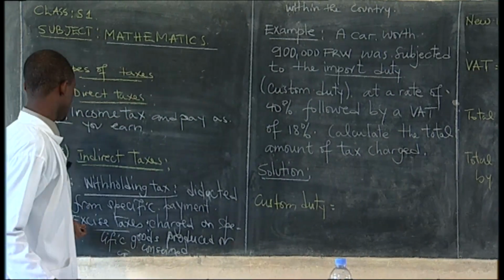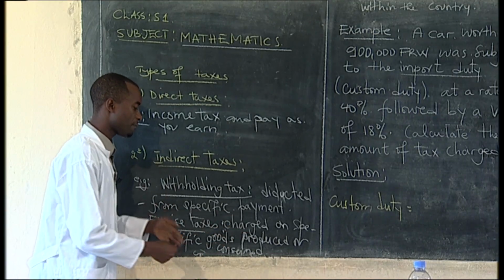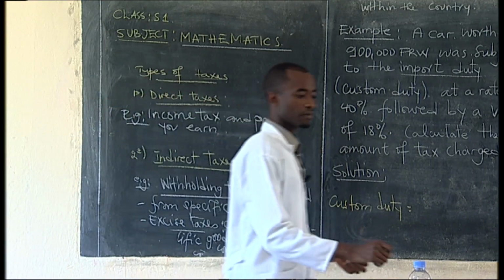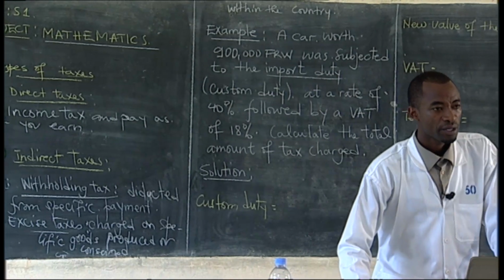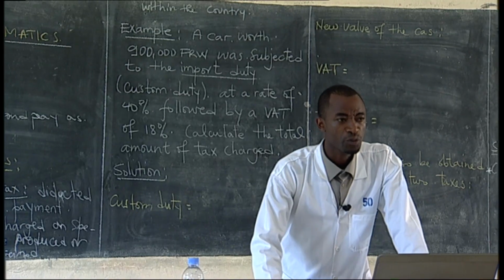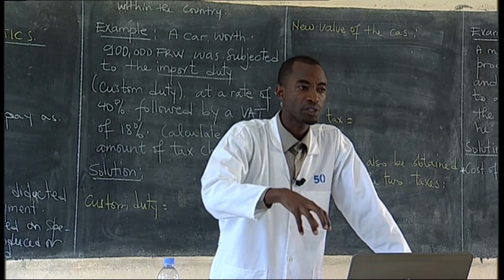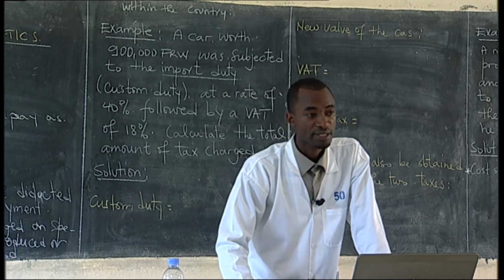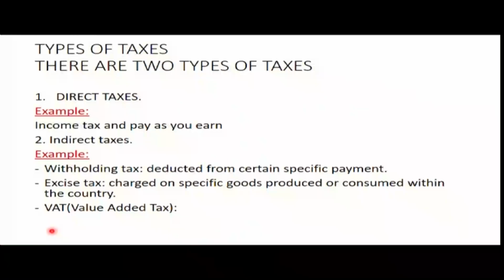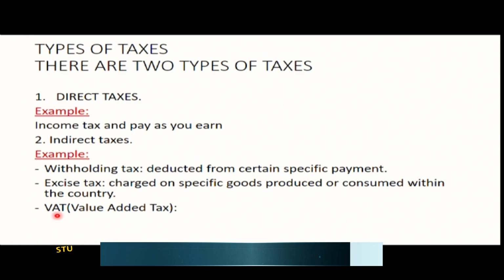So when you try to understand this exercise, taxes, they're telling us it's charged on specific goods. When you read it from the screen, it's charged on specific goods produced or consumed within the country, not outside the country, inside the country. And we have also another example under this called indirect taxes. We call it VAT, and in full words, we call it value added tax. We need also to understand what this means.